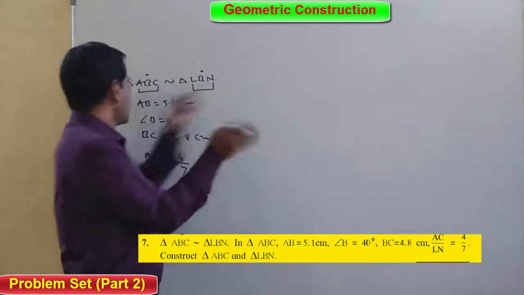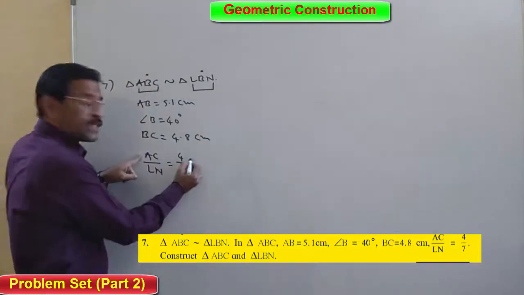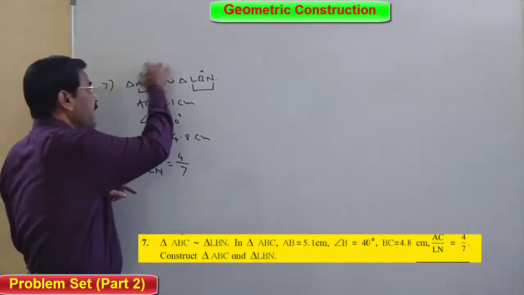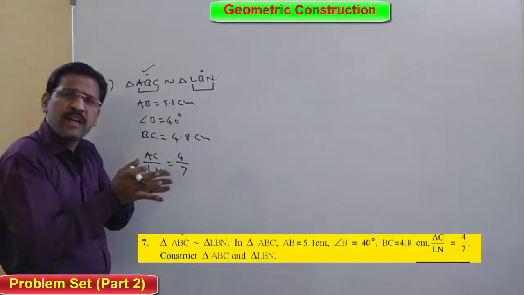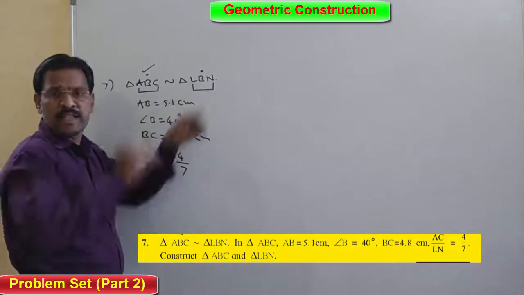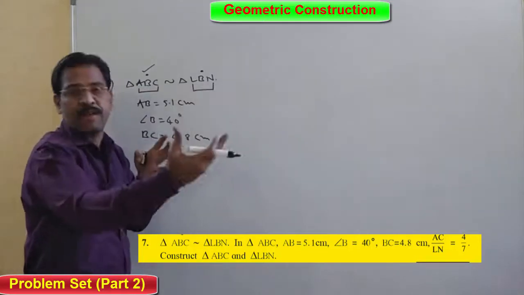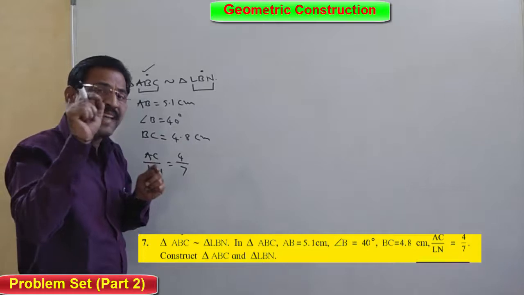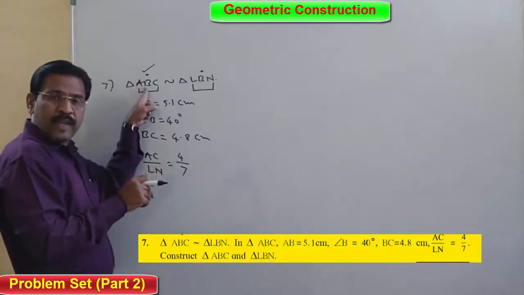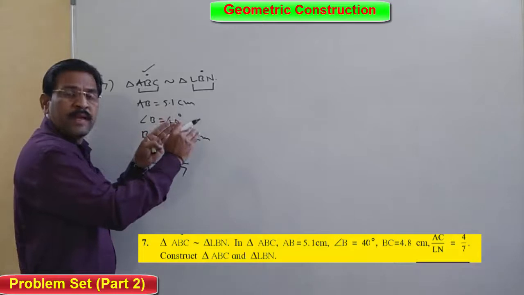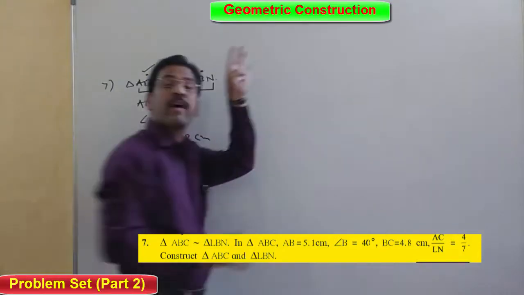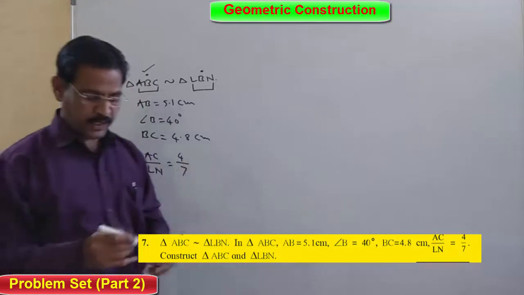Okay, that means here, maybe look here, AC is 4, LN is 7. Means what? The triangle ABC is just smaller than this LN, which means 7. So LBN is just a bigger figure. Okay? Because B is the common vertex, after drawing ABC, the triangle LBN comes on the same triangle, but just the sides are longer in length. Okay?